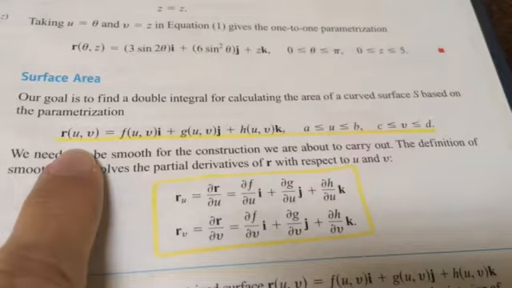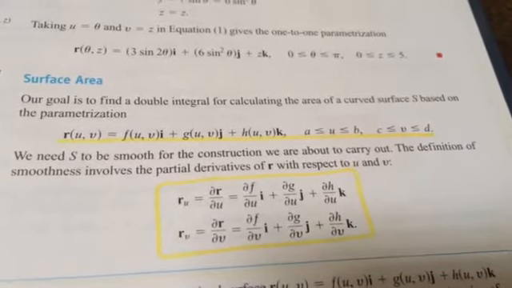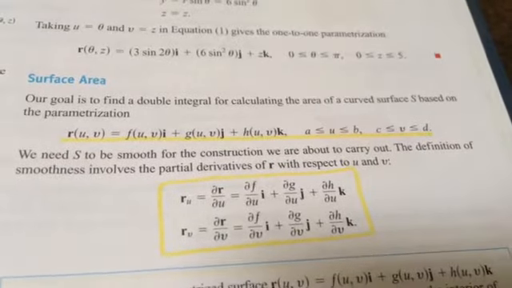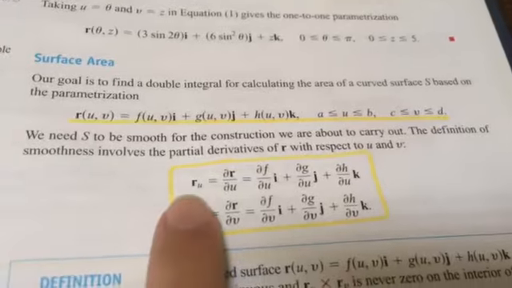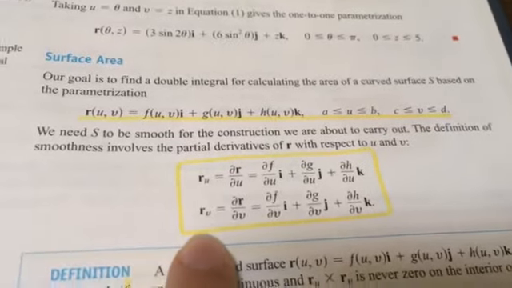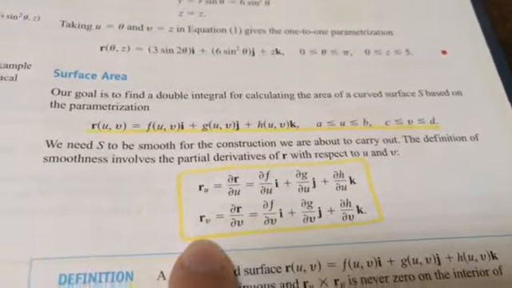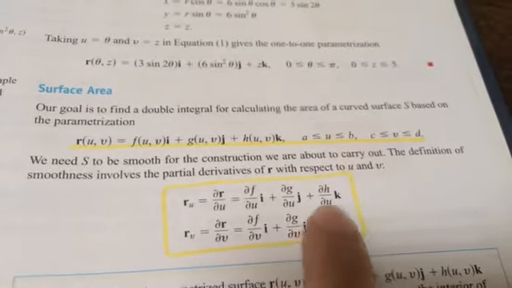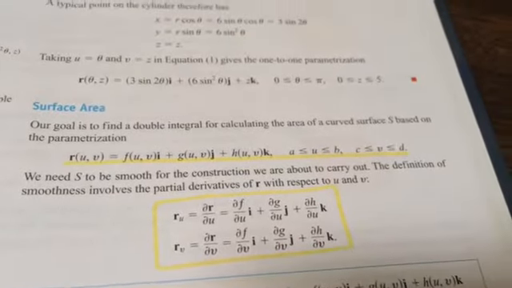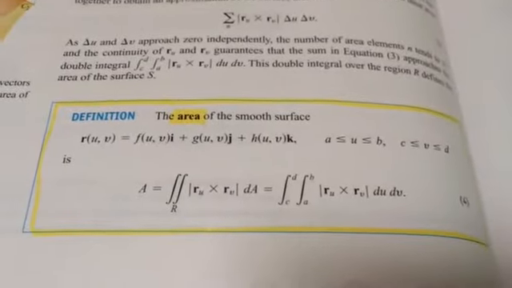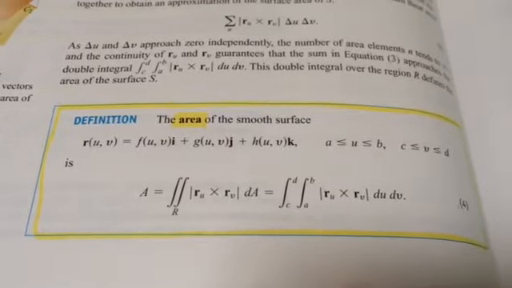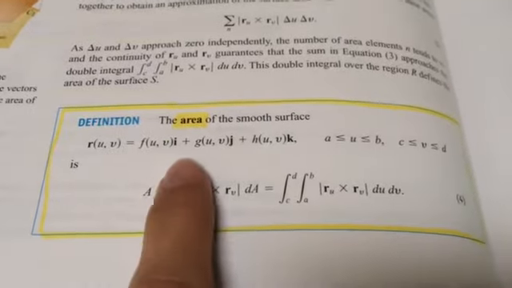Okay, so on page 871, they show you how to find the derivatives of these. And so since r is a function of u and v, if you're going to take the derivative of r, you have to do the partial derivatives, and there's two of them. So this is the partial derivative with respect to u, and this is the partial derivative with respect to v. And so notice you're just taking the derivatives of each of the component functions with respect to either u or v.